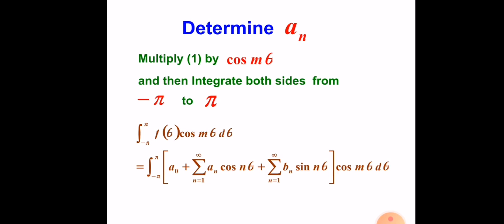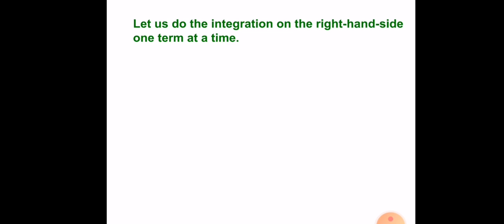So when you do this integration, integral minus pi to plus pi f of theta cos m theta d theta will be there in the left hand side, and in the RHS it will be minus pi to pi a0 plus sum over n an cos n theta plus sum over n bn sin n theta into cos m theta d theta. So on both sides of the equation, it is multiplied with cos m theta and then integrated, just like the previous case.